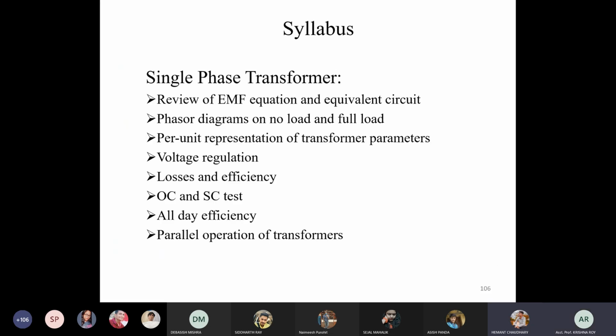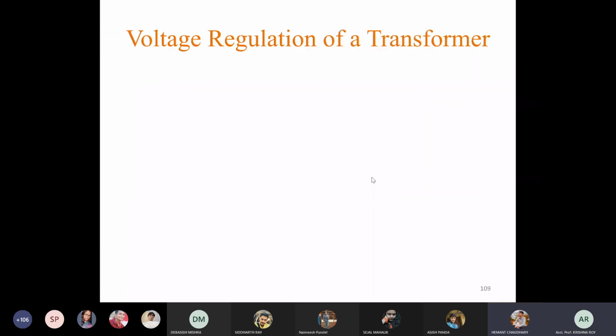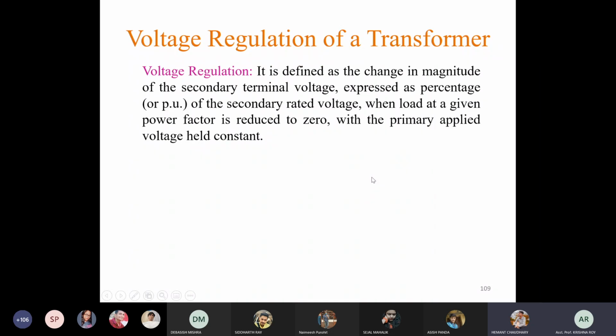Okay, next. So we have completed this per unit representation of transformer parameters. Next topic is voltage regulation of transformer. So first of all, what is voltage regulation? It is defined as the change in magnitude of the secondary terminal voltage expressed as a percentage or per unit of the secondary rated voltage when load at a given power factor is reduced to 0 with the primary applied voltage held constant. So basically it is the change in terminal voltage expressed in terms of secondary rated voltage.